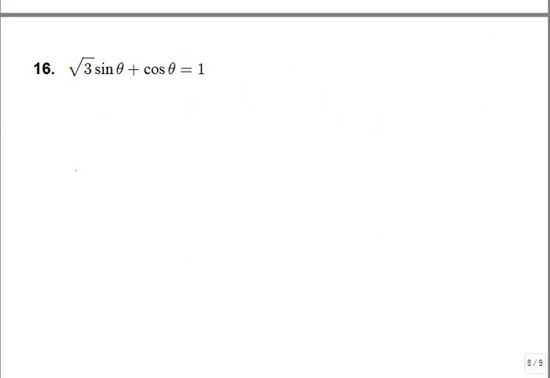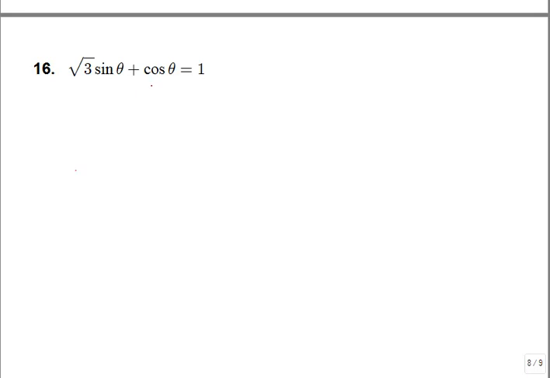Okay, the next example here is a little bit different. When we look at this, we have square root of 3 sine theta plus cosine theta equals 1. Let's think about some of the strategies that we've used so far today. If we had some squares involved, we could either use some identities or we could try factoring. I don't have any squares here at all. If we had any half angles or double angles, we could use some of those identities. We don't have any of those either. So we're kind of stuck. There doesn't seem to be much that we can do with this problem.